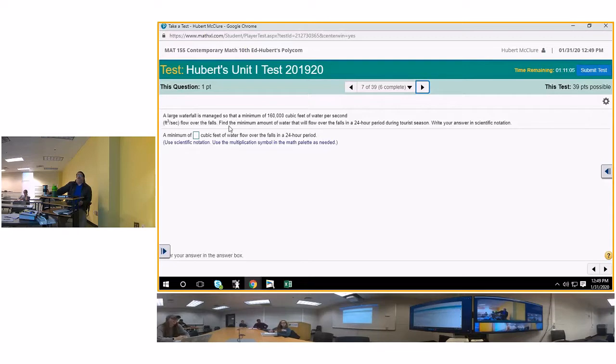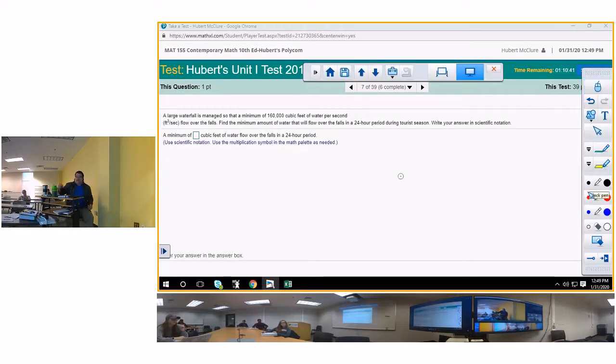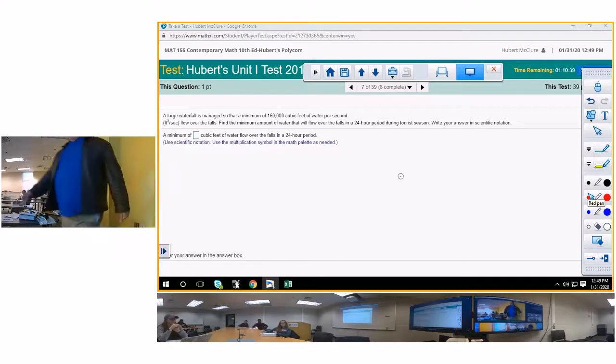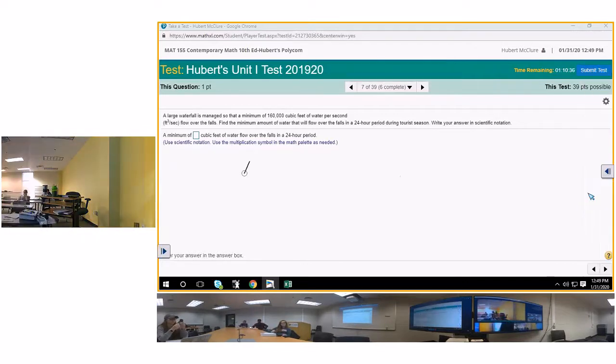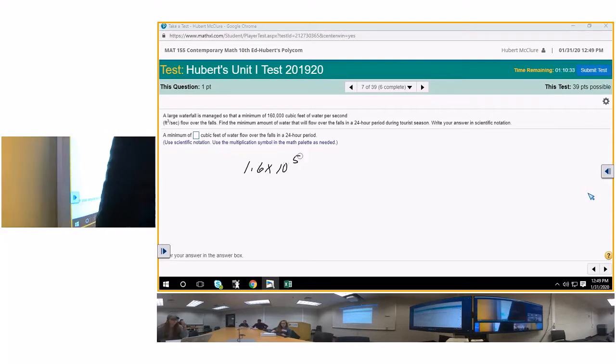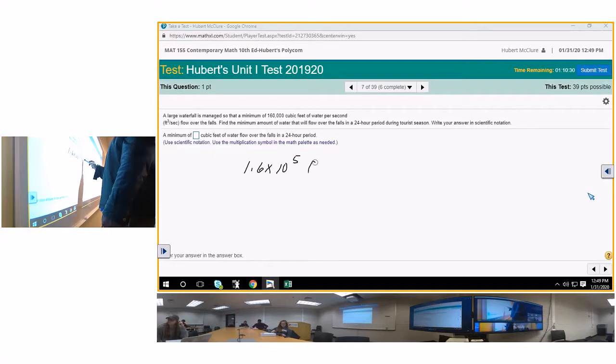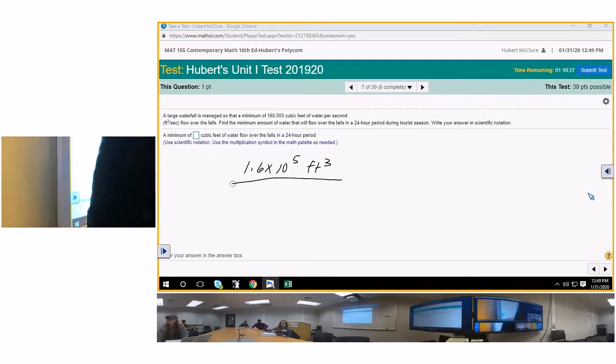A large waterfall is managed so that a minimum of 160 cubic feet of water flows over the falls in 1 second. So remember, we got to do a unit conversion here. This is in your handy dandy notebook. Find the minimum amount of water in 24 hours. So I'll set it up for you. So we've got 1.6 times 10 to the 5th cubic feet of water per 1 second.